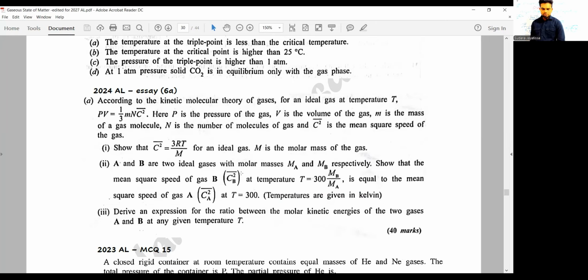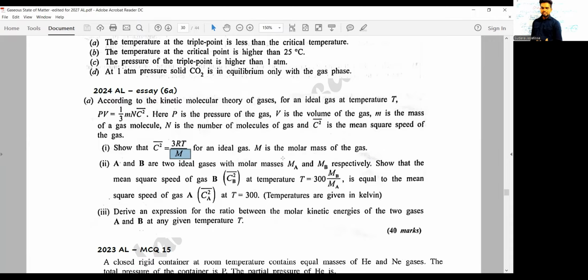So how are we going to do that one? Because now we have this 3RT over capital M equation. So we can simply apply that one. Apply the given data to that, because you can see c square bar, the mean square speed, depends on capital T and capital M. Those are the variables. And in this paragraph, they have given values for those variables.